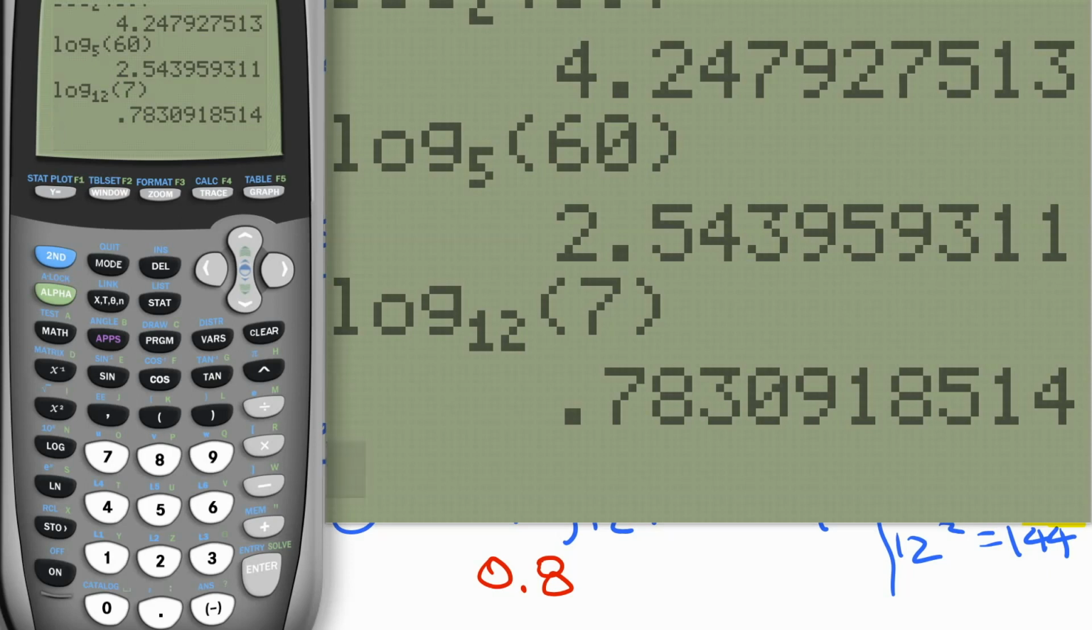You can go online. There's going to be all kinds of logarithm calculators. Desmos, if you're familiar with Desmos graphing software, you can use that as a calculator. Just punch it into the space at the left and it'll give you the values. All right, let's do one other thing here.